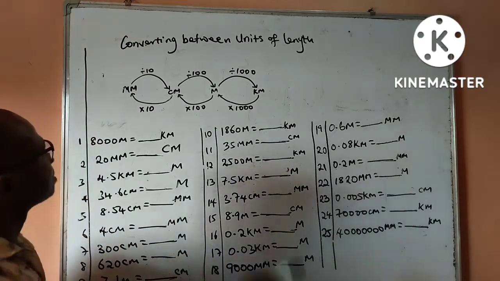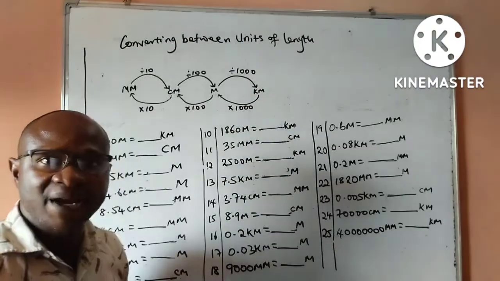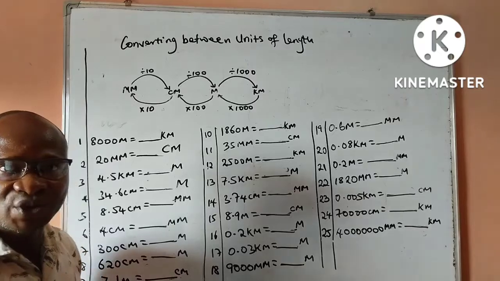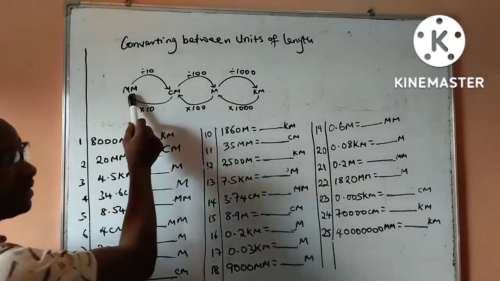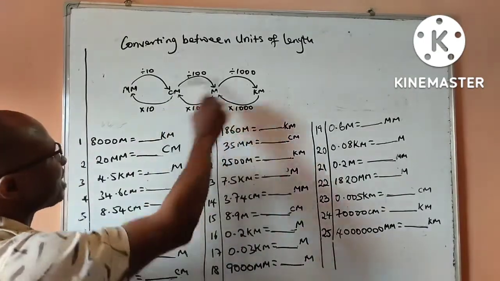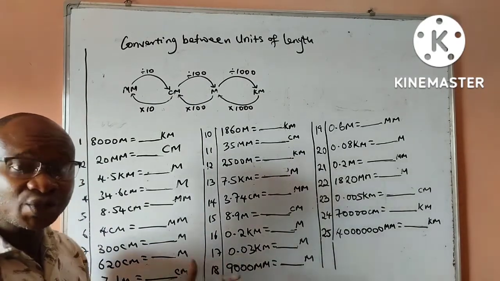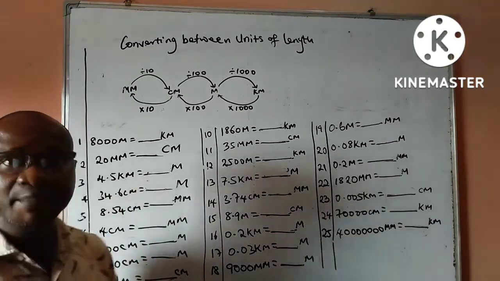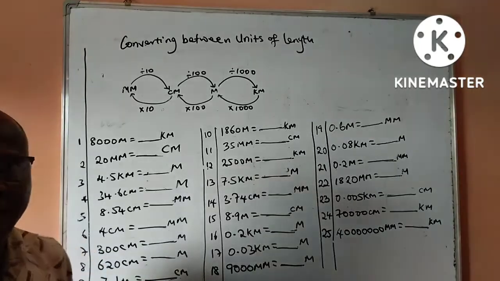Today I will teach converting between units of length, how we can change from one unit of length to another. So you can see from my diagram, I have millimeters, centimeters, meters, and kilometers. And I have numbers written 10, 100, 1000 on how we can switch from one unit of length to another, because it's a very important topic that we meet every day in our lives.